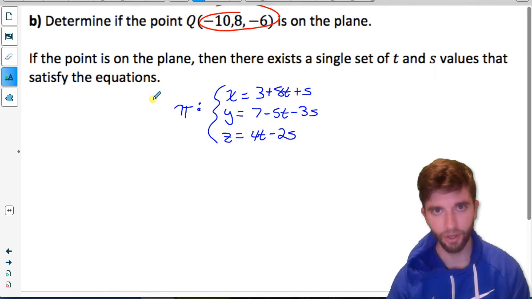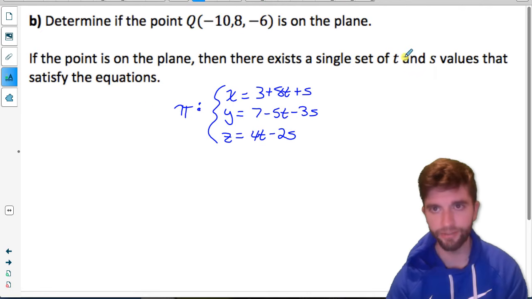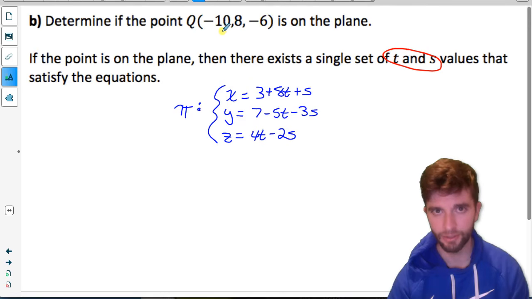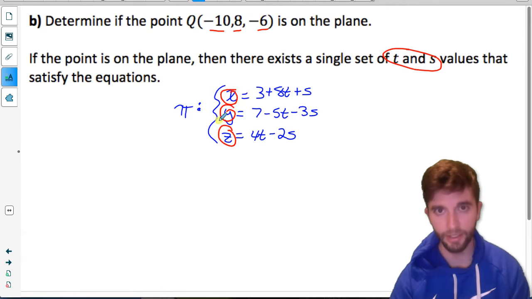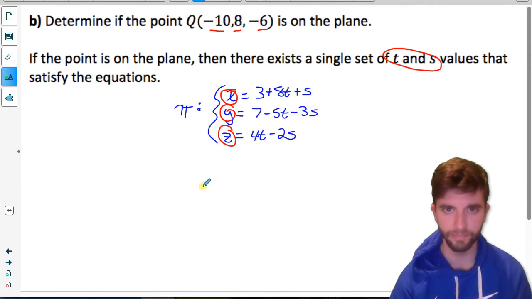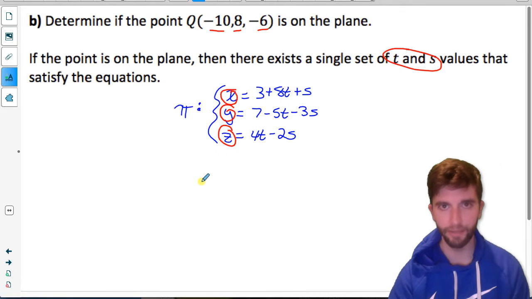If this point is on that plane, I should be able to find a single set of t and s values that get me to that x, y, and z coordinate. So when I plug the x, y, and z coordinates into their respective equations here, I should get a single set of t and s values that work for all three equations. So let's start by setting up our three equations.